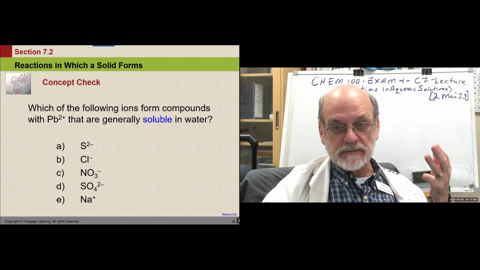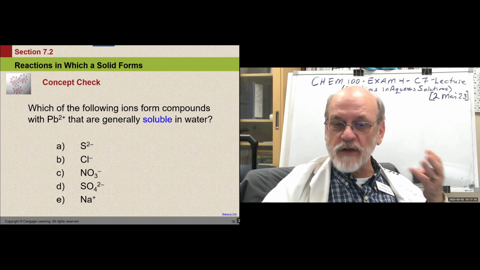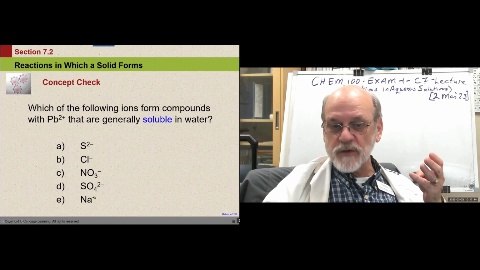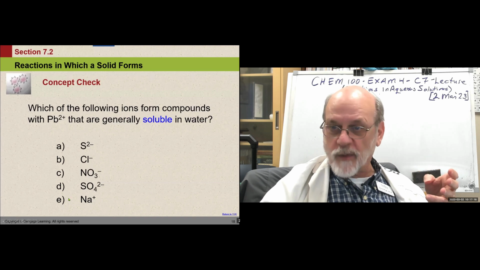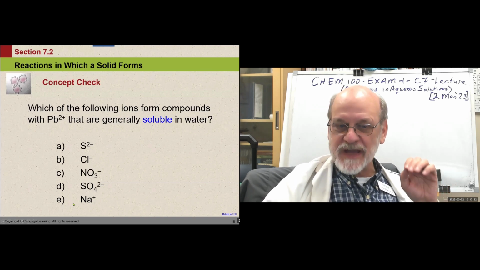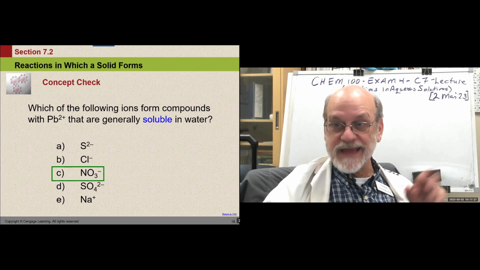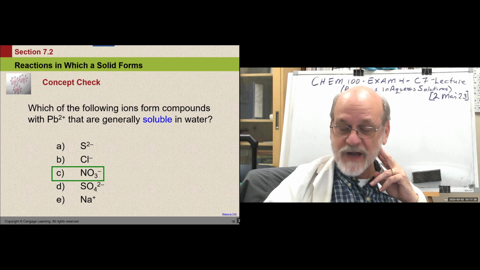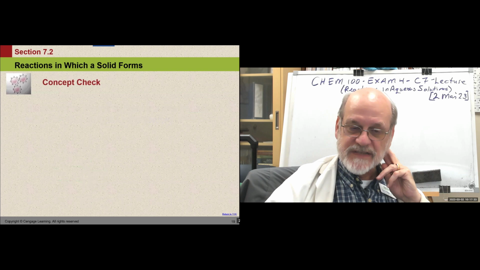Rule number 1, all nitrates are soluble. Lead 2 sulfate is not soluble, right? And then we threw this one in there just to see if you're watching. You don't form a compound with a cation and a cation, right? So E is impossible on any level. That's the only one that's soluble out of these possibilities.